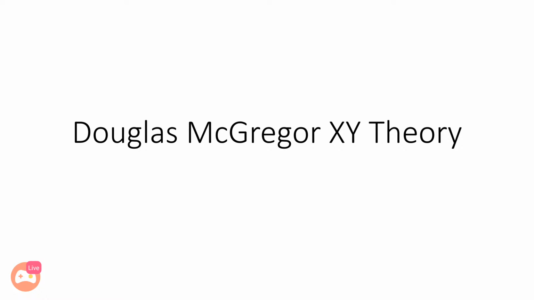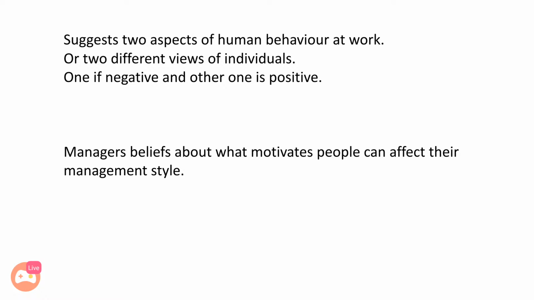This is all about what has been explained in Douglas McGregor's theory. So let us understand what this theory is about. It suggests two aspects of human behavior at work. So it is again related to psychology. It is going to suggest two human behaviors, and two different views of individuals. One is negative and the other one is positive.